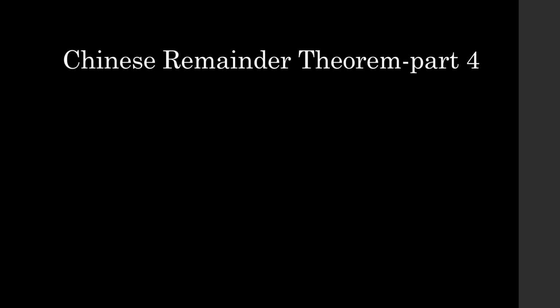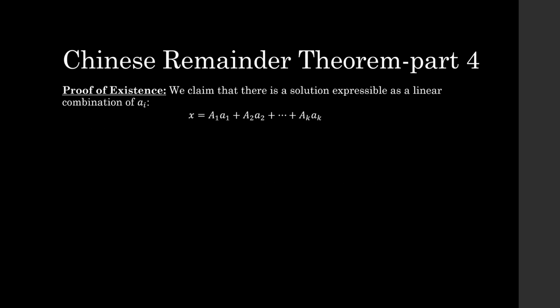Alright, so now we actually want to prove existence and see how we might actually get a solution. So we're going to claim that the solution is expressible as a linear combination of the ai's, those constants that we're comparing to. We're going to say x is equal to big A1 times a1, plus big A2 times a2, plus so on, plus big Ak times ak. What we want to do right now is figure out what these big A's are, and prove that it actually works so that we complete the proof of existence.